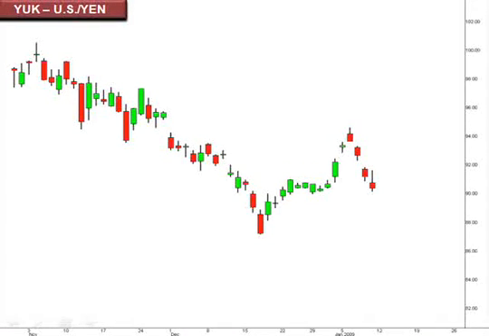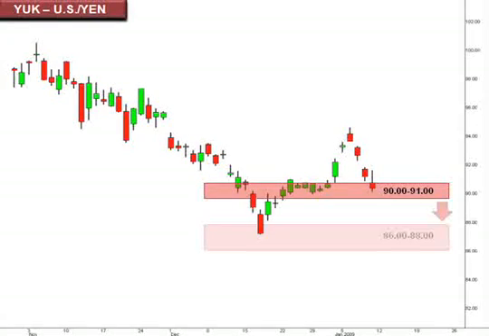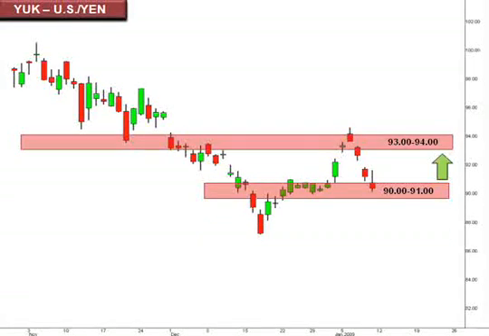Next up, the YUK, the US versus the Japanese yen, and after a strong rally into the 93-94 range, we find the YUK back down at the all-important 90-91 focal zone. Now, a bit of a bounce here is possible. However, I would be suspicious as momentum is currently supporting a continuation to the downside, which would likely yield a test of that 86 to 88 focal zone. If we do happen to find some support here once again, we would be looking for another test of that 93-94 range, which has become a very significant resistance level on the upside.